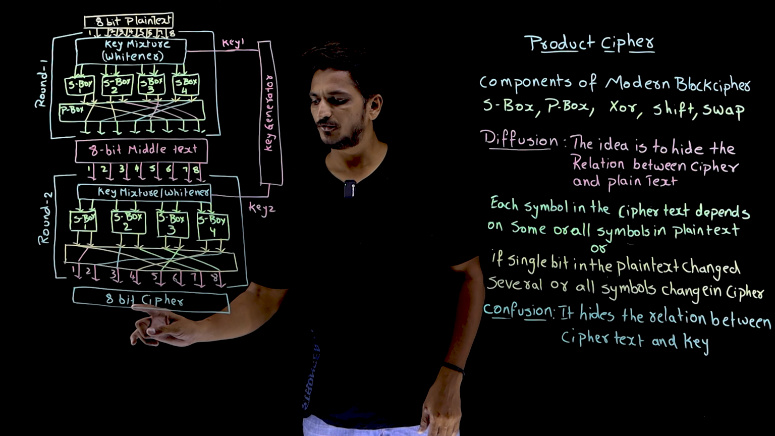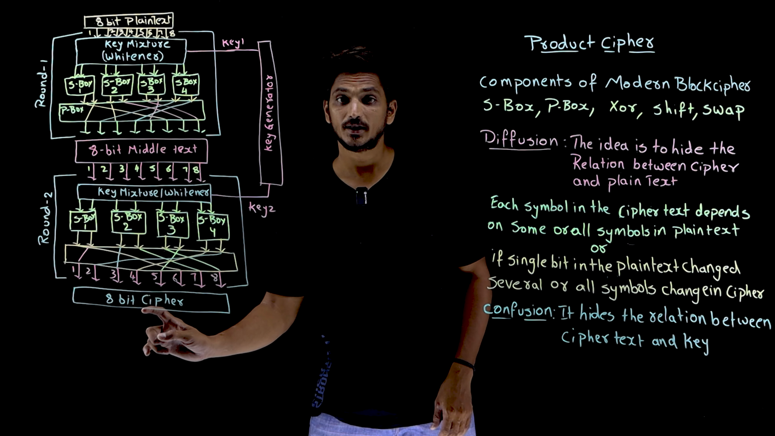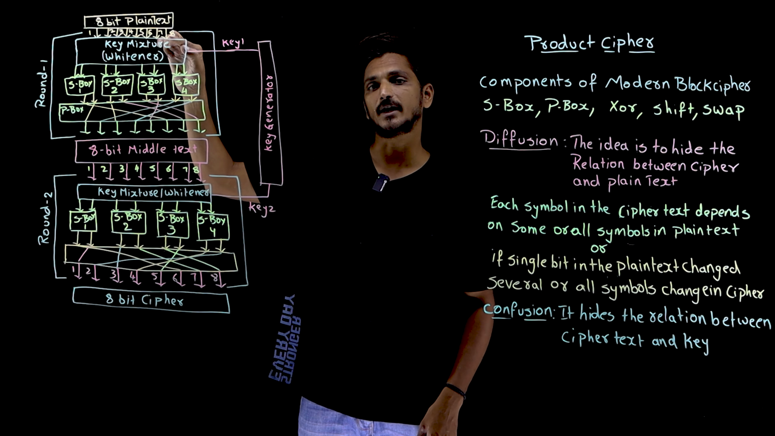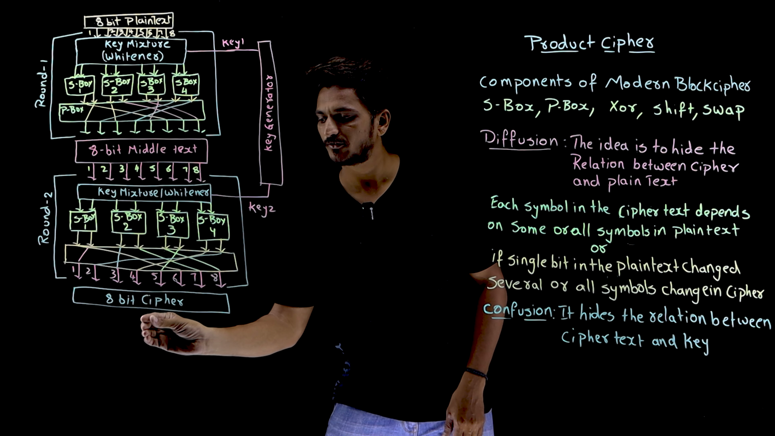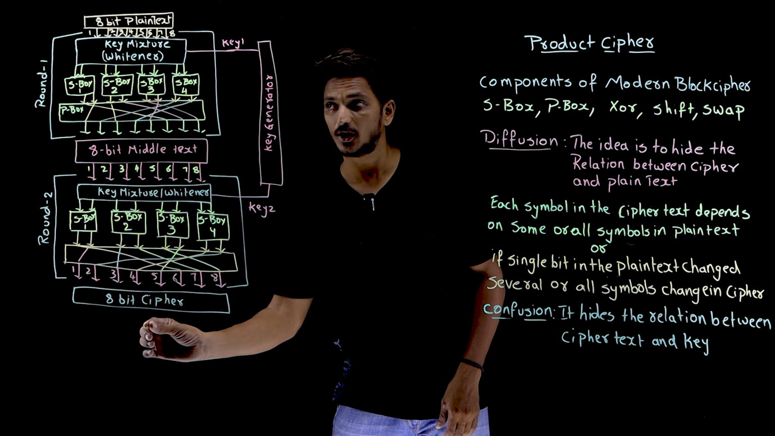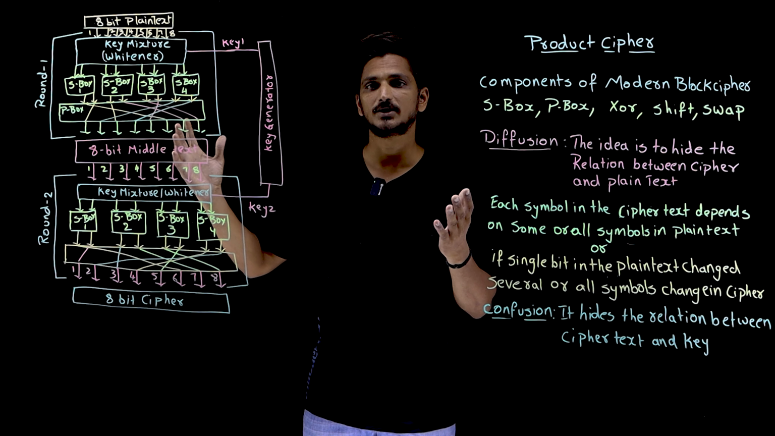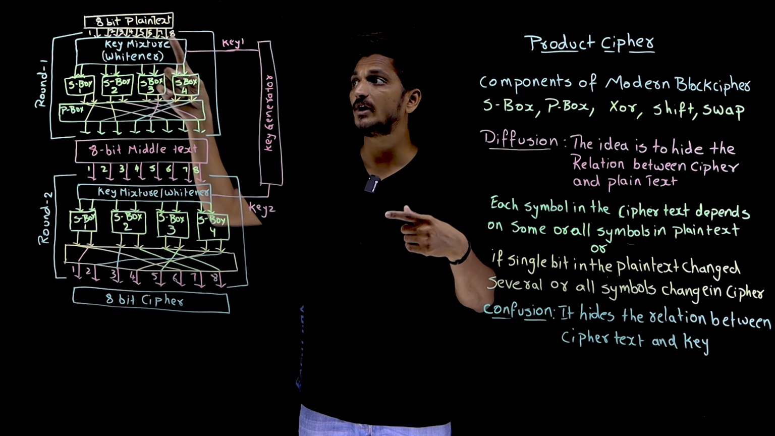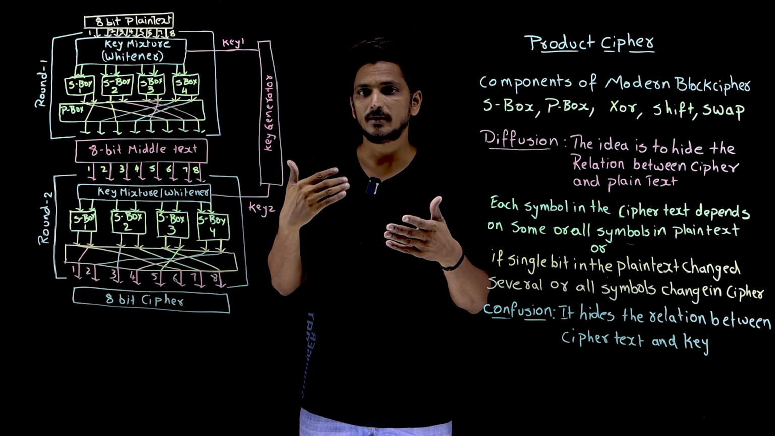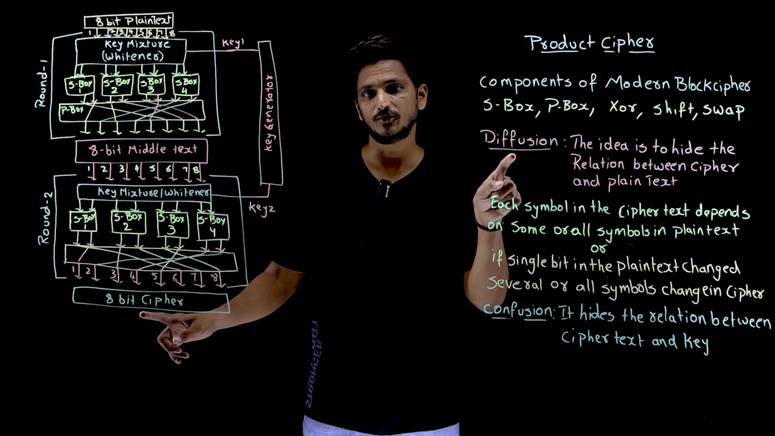If you take a bit in the cipher text, how did you get this bit? This bit should depend on some or all the bits in the plain text. If you want to identify how you got, say, the fifth bit, it is completely dependent on some or all the bits in the plain text. So it is very difficult to identify the plain text by looking at the cipher text. That is what the concept of diffusion means.